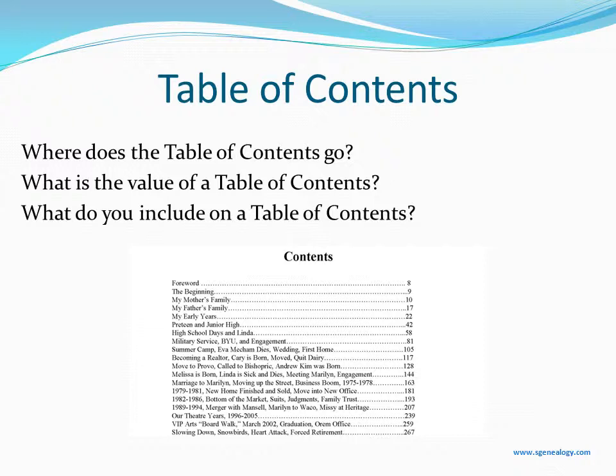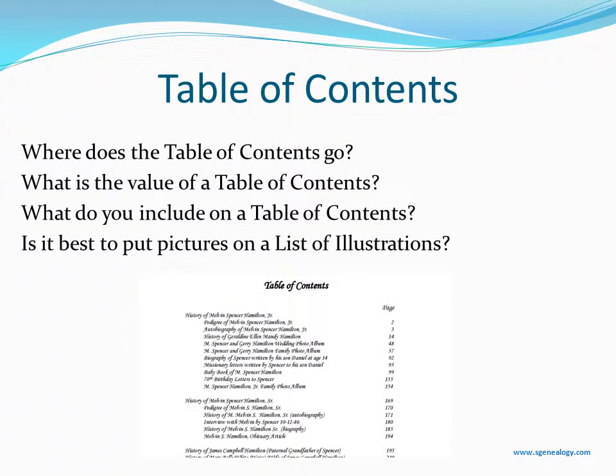And then pictures. Some people like to have a list of illustrations, and that should be separate from the table of contents. If you're going to have a list of illustrations, you want that separate. If you're not going to list all of the pictures in the book, but just maybe 2 or 3 key pictures, then put that on the table of contents.